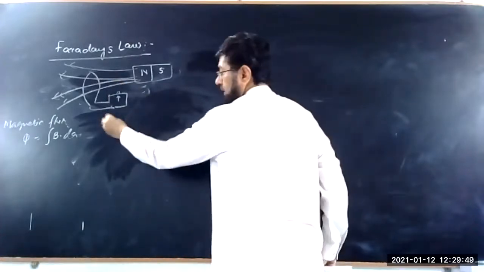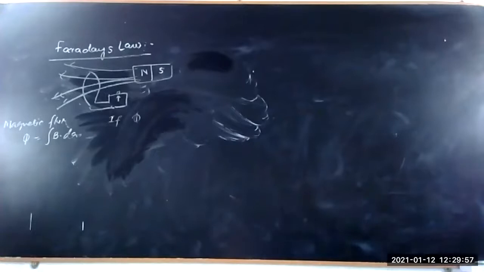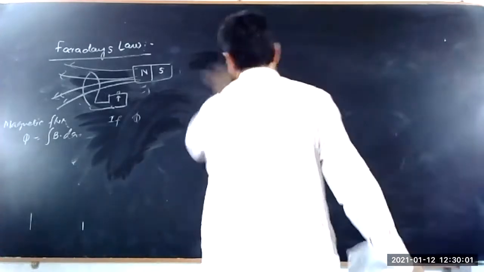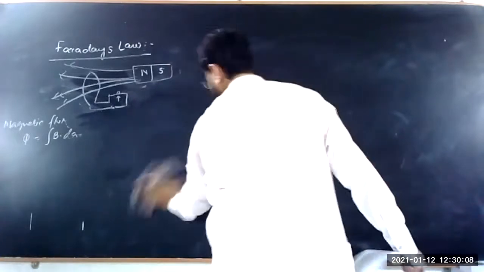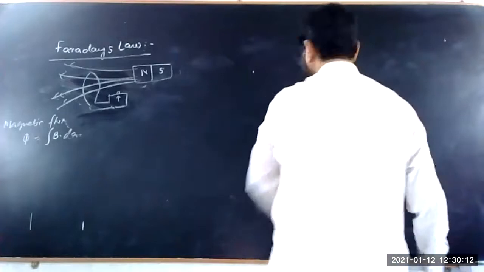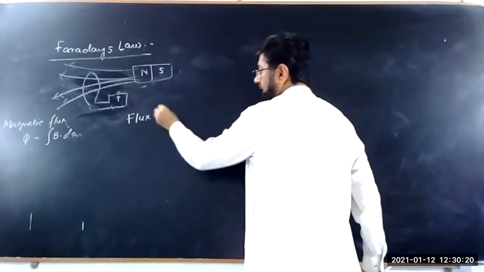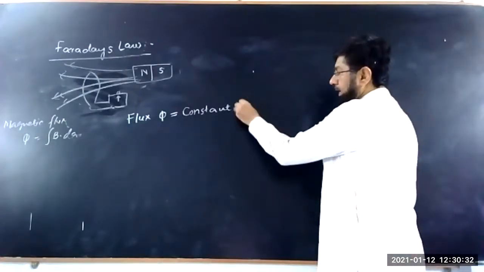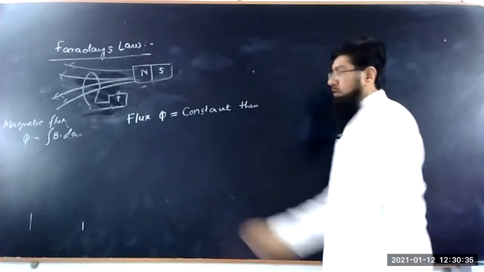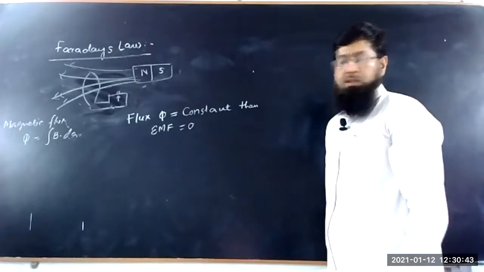So if the flux phi is equal to constant, then the EMF will be equal to 0. There will be no induced EMF.